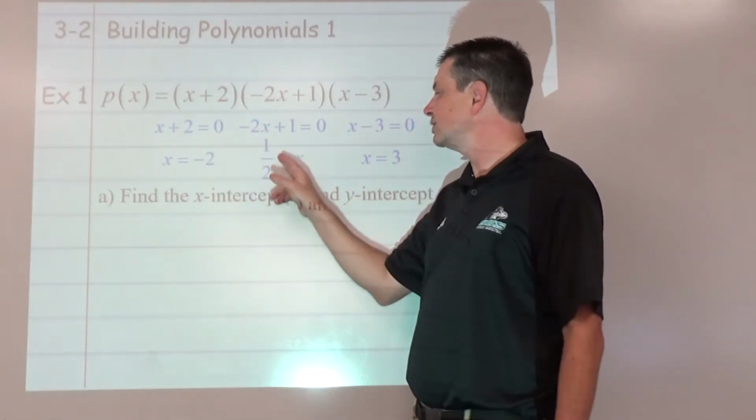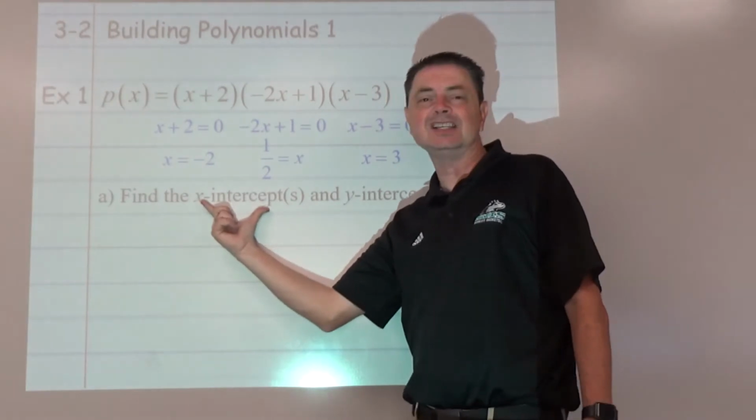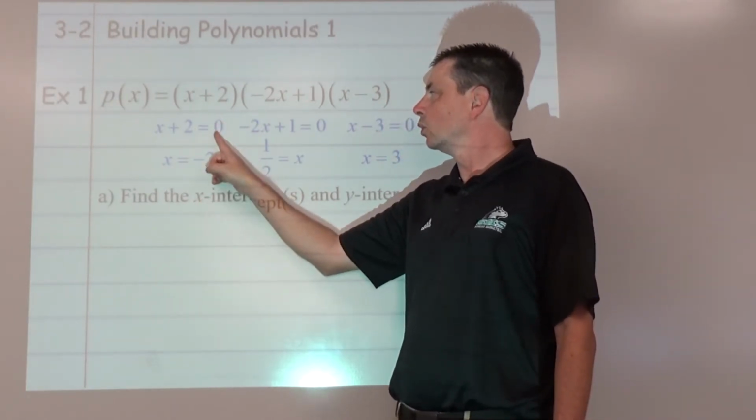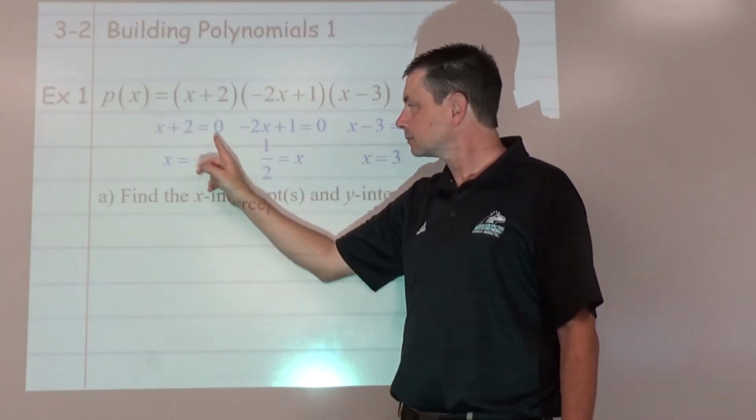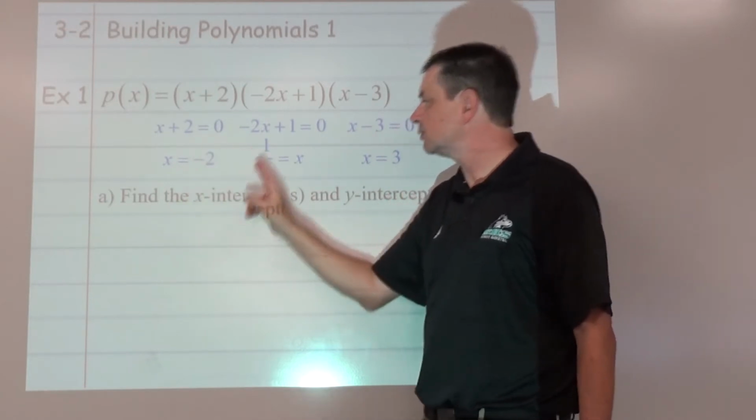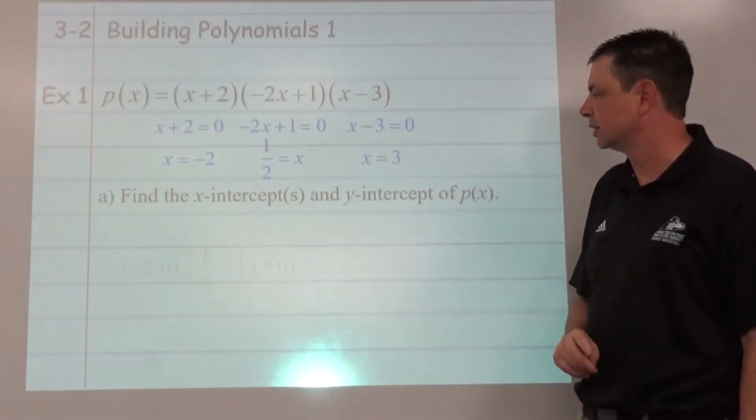So those values for x lead to x-intercepts. The y value was 0, x value is -2. -2, 0; 1/2, 0; 3, 0.